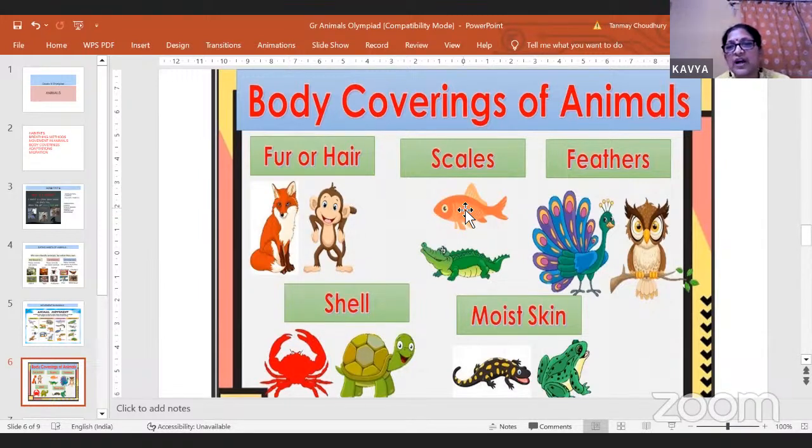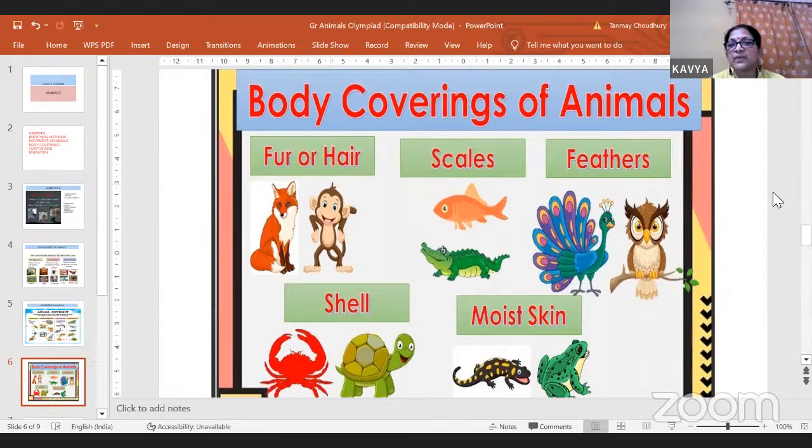Okay, now fish and reptiles, their body is covered with scales. Now remember, the body of fish is covered with waterproof scales, and the body of reptiles, for example, the lizard, snake, crocodile, alligator, turtles, is covered with dry scales. So that is one characteristic feature of reptiles. Then the birds, their body is covered with feathers, and they've got wings to fly.